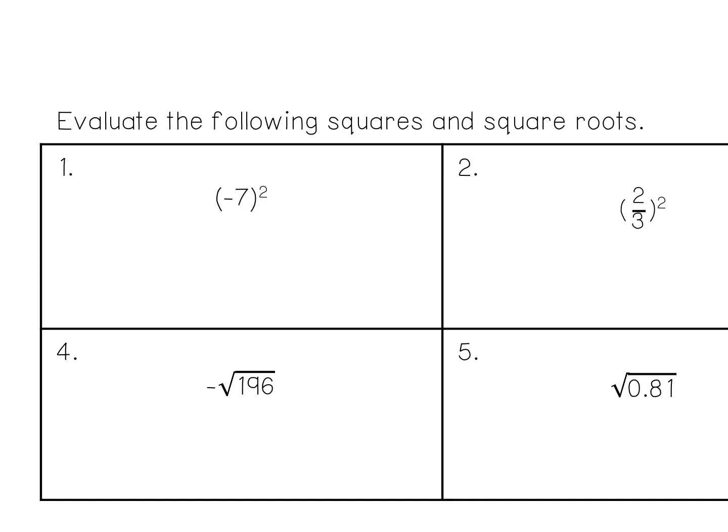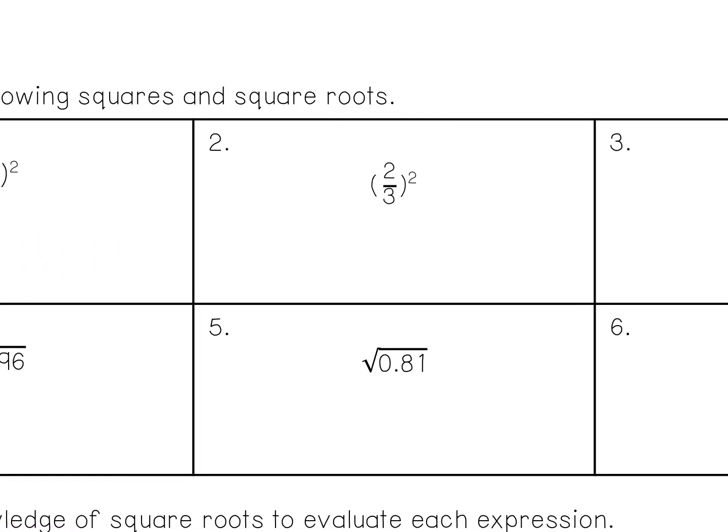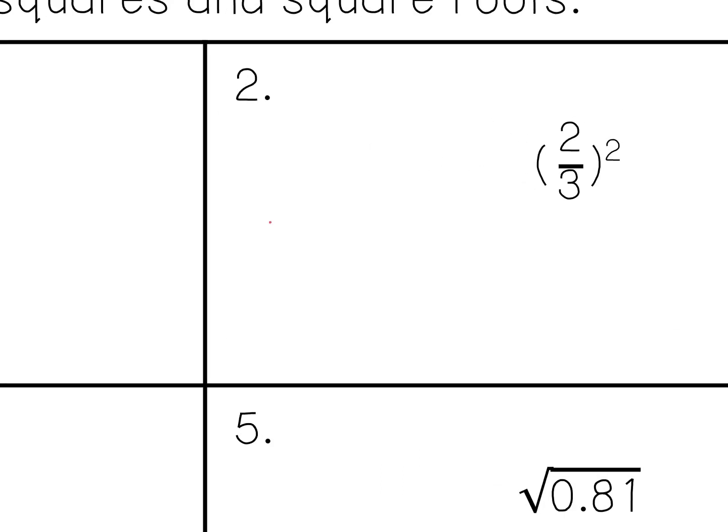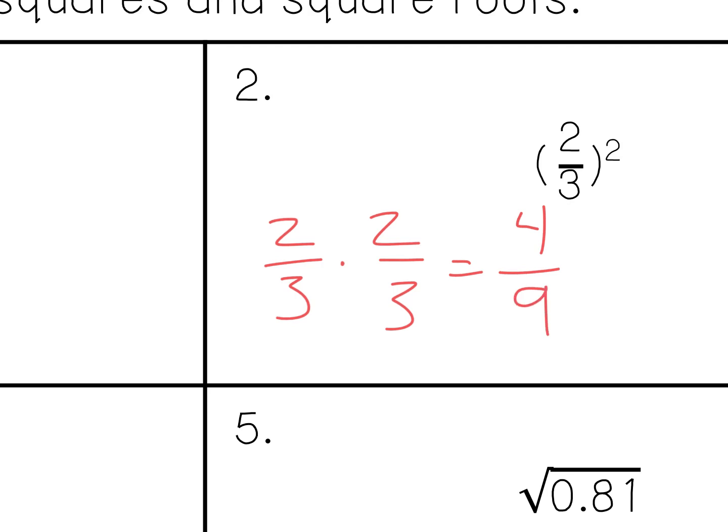49. Okay, Kobe says 49. Why is it not negative 49? Because it's inside parentheses. Good. Now, number 2. I don't know if you've seen anything like this before, but it means times itself, right? So 2/3 squared. It's going to be 4 over 6. Close. Which is 4 over what? 9. Okay. Good. Remember, we have to multiply straight across.